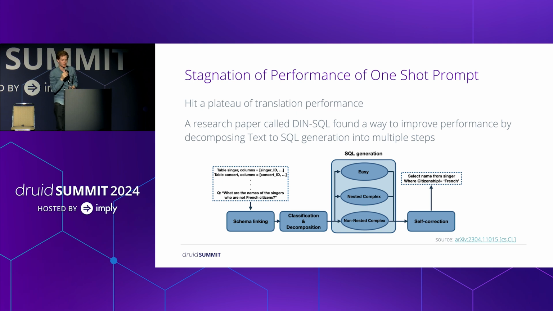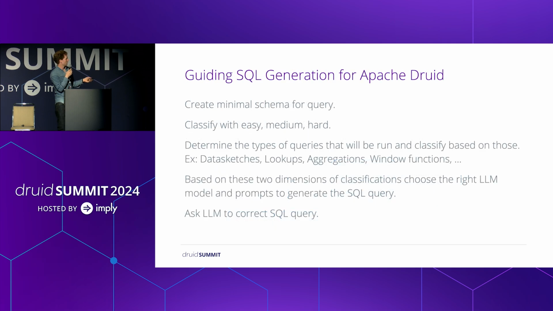And then the other thing that I ran into is stagnation of performance of the one-shot prompt. Performance here is, can the SQL query run and run accurately? So I leveraged a research paper called DIN-SQL. I'm going to butcher the name and I forgot to put it in my notes, but it's decomposed something for generation of text to SQL. And this paper found a way to improve performance by decomposing the text to SQL generation into multiple steps. Generally, the first step is you come up with a minimal schema, you classify and decompose it, and then you use a different prompt for different classifications to generate it, and then you have the LLM self-correct itself.